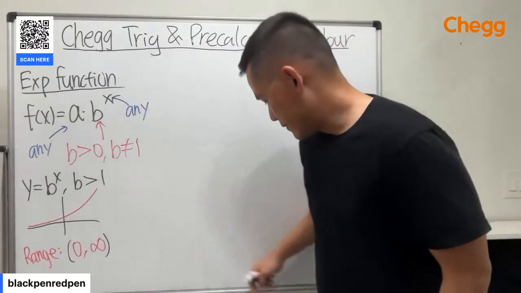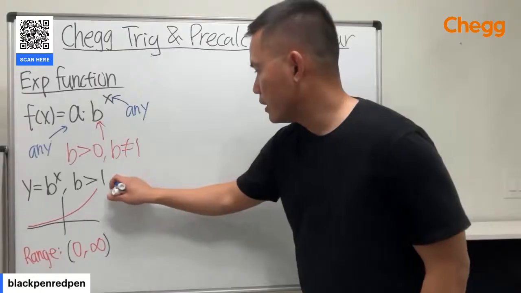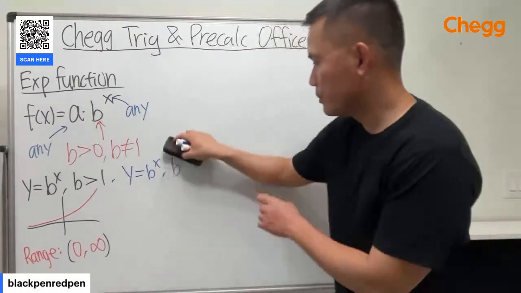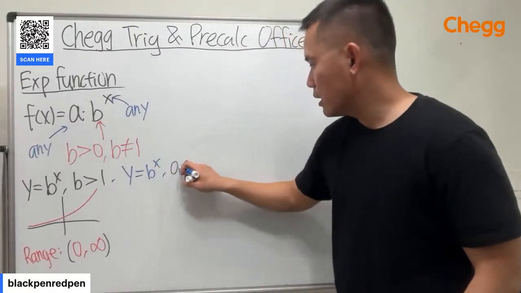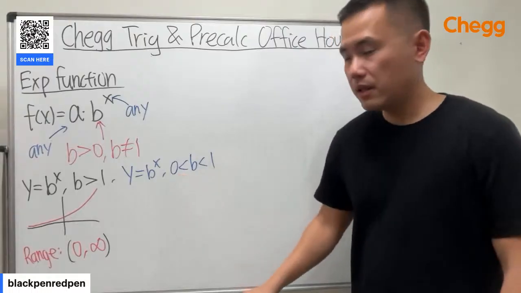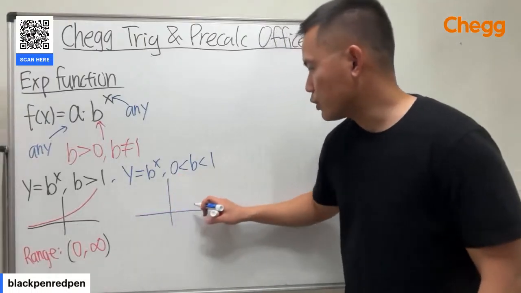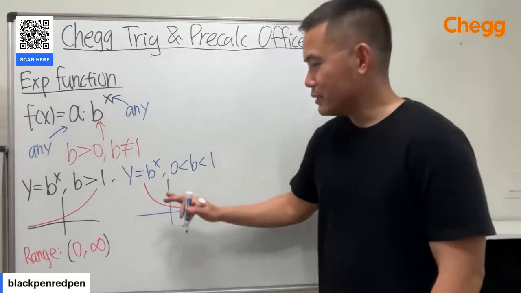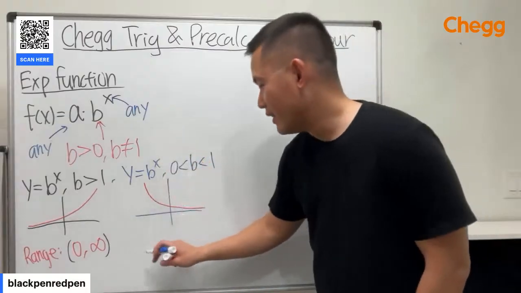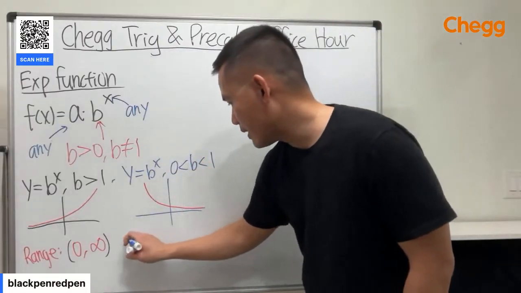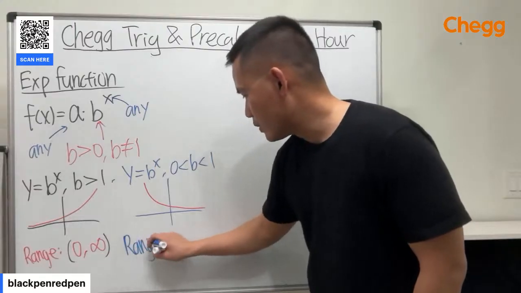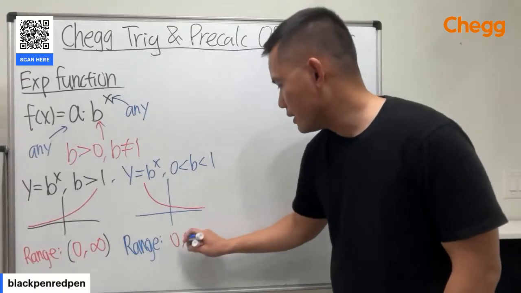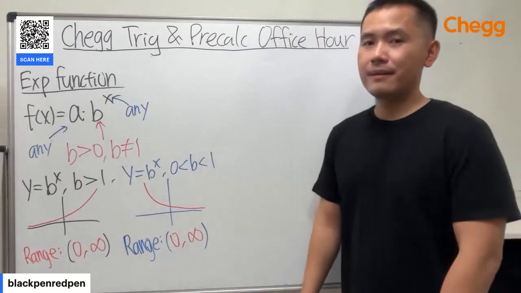And even if you have, let's put this down in blue, b is less than 1 but it has to be positive, then in this case you just get an exponential decay function, which looks like this. Now guess what? The range is still the same, from 0 to infinity, not including 0. Let me just write this down real quick. So 0 to infinity, not including. All right?